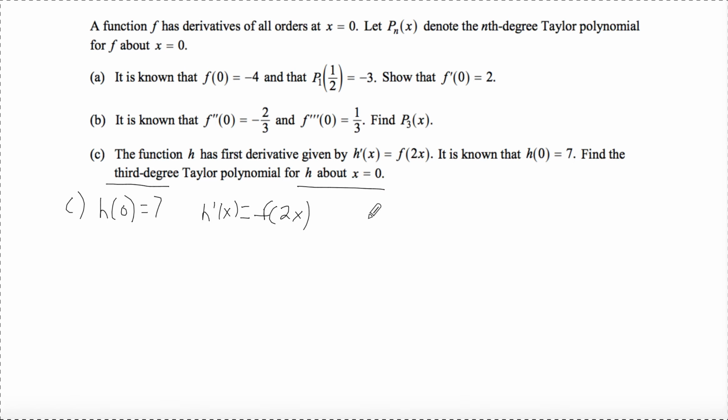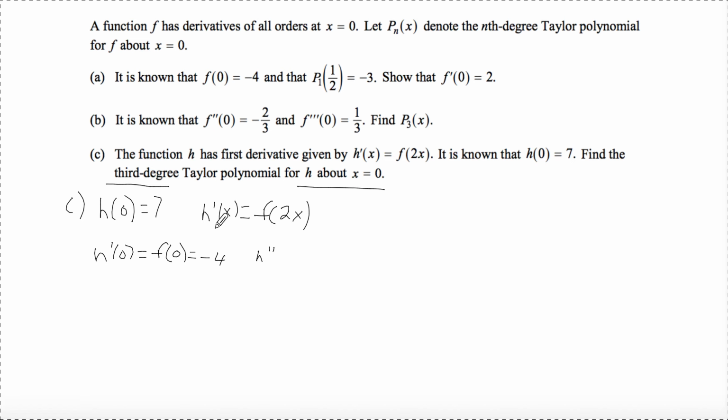Find the third degree Taylor polynomial for h about x equals 0. All right, we know how to write Taylor polynomials and just need to get all the right information for h this time. So now I can say, okay, I have h of 0 is 7. What is h prime of 0? H prime of 0 is f of 2 times 0. So f of 0. What do I know f of 0 is? Well, I knew that f of 0 was negative 4. That was up in part A. F of 0 is negative 4. Okay. So what about h double prime? Because I need that.